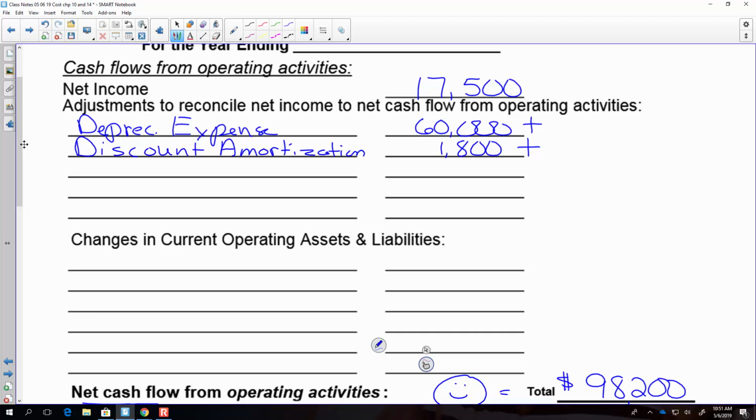The patent amortization, which is 20. I missed that one, so my number's wrong. Okay, that's fine. That was 20,000? Good. I didn't see any gains or losses on sales, right? So that's not here. What about bad debt expense?